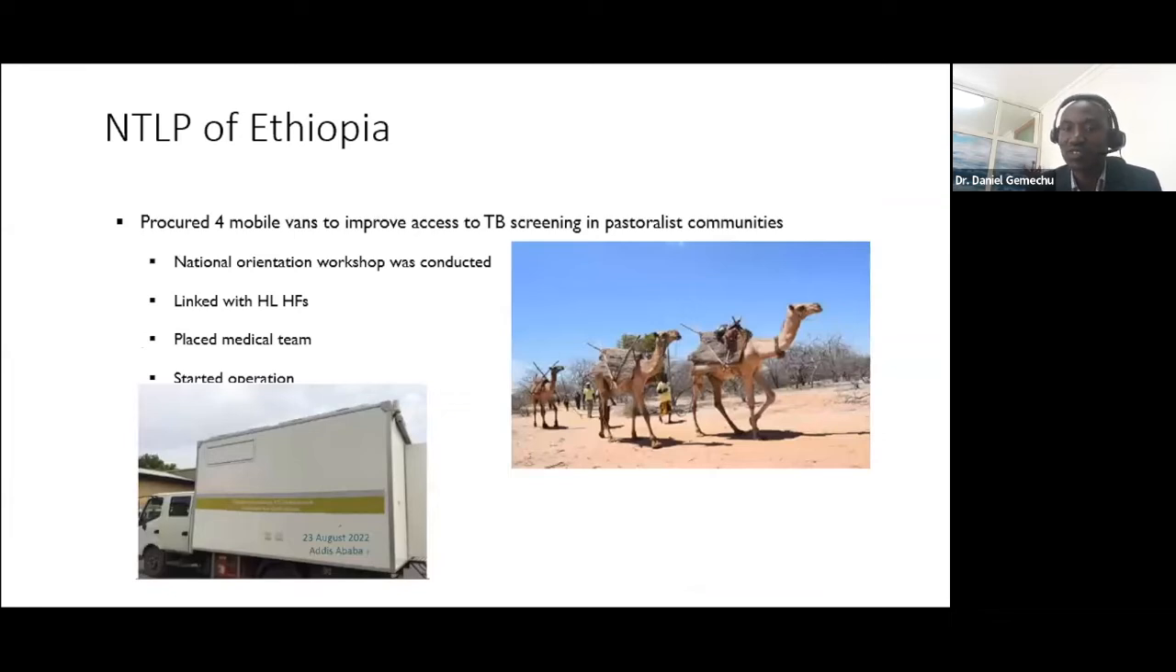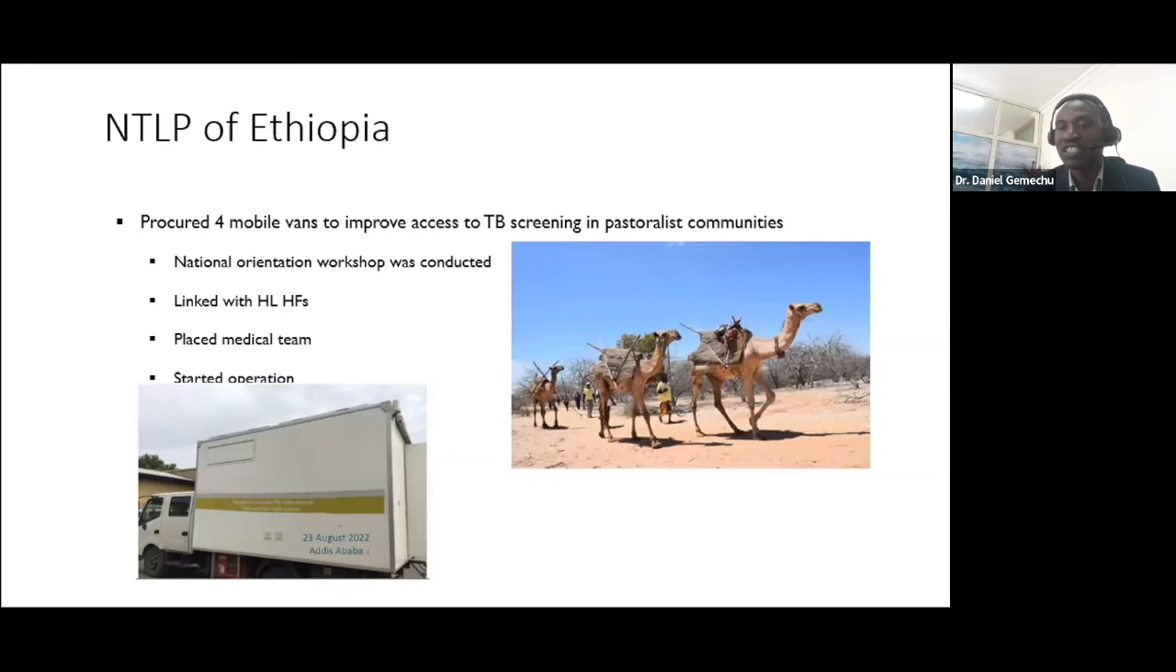So, the van is actually available in one of the regions called Afar. The community is actually mobile. You cannot bring them to a facility to reach and access the very much fixed health system. So now we use the vans in those areas. These vans are placed in the pastoralist communities.